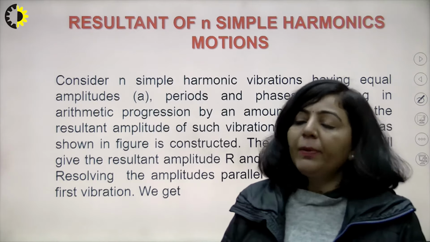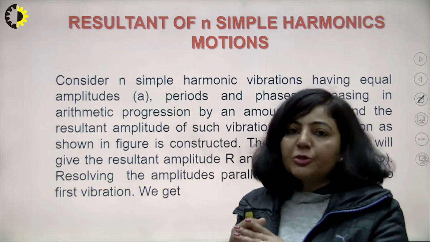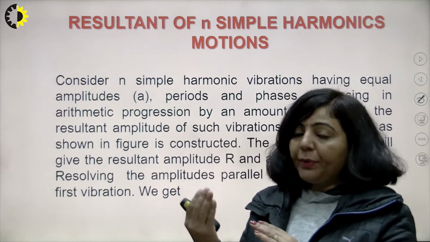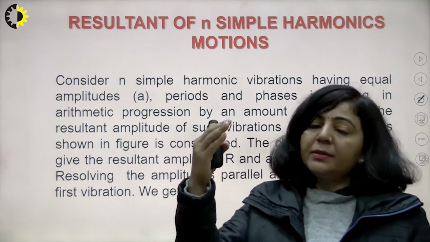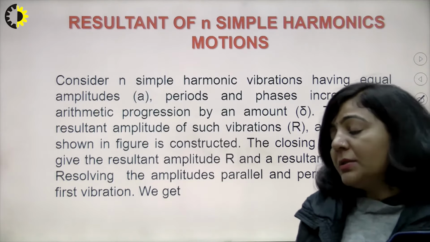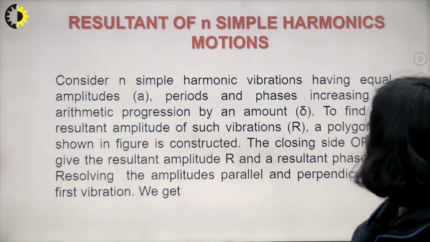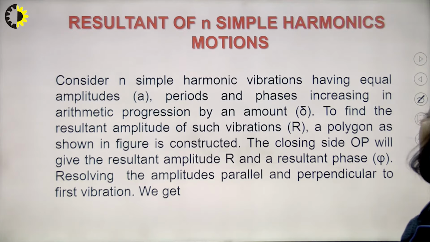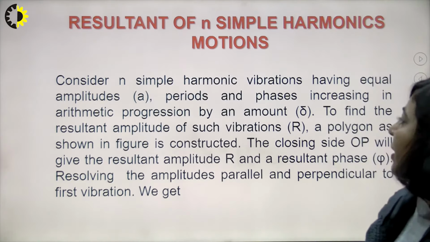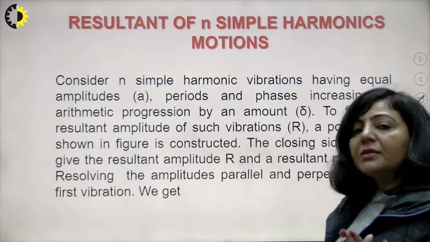What is the meaning of this? Suppose you have the first ray and this one is the second ray, and let delta be the phase difference between them. Then between the second and third ray, the phase difference is again delta, between third and fourth is delta, between fourth and fifth is delta. It means that the phase difference is changing in arithmetic progression. The resultant of these n simple harmonic motions can be calculated just by constructing a polygon, and the closing side of that polygon will give you the resultant of those n simple harmonic motions.